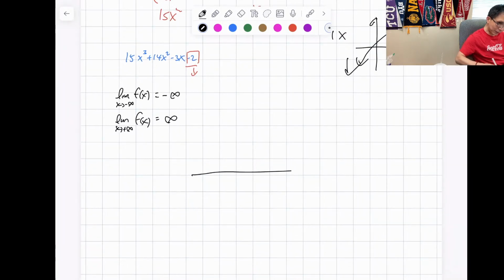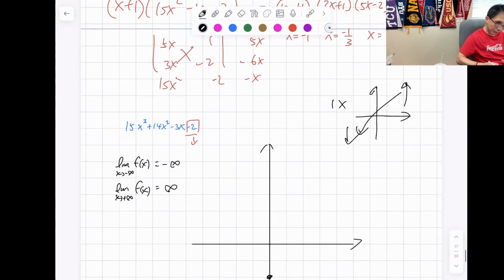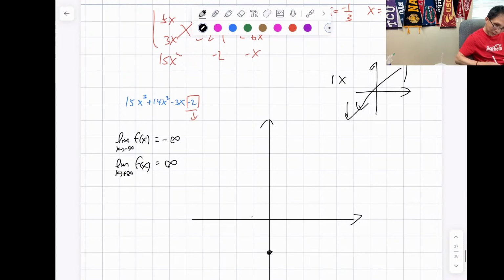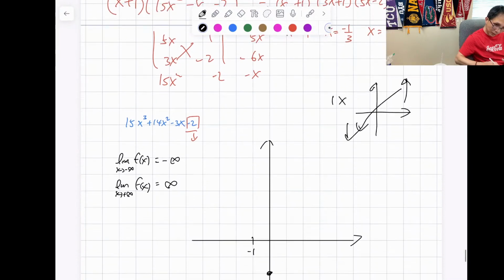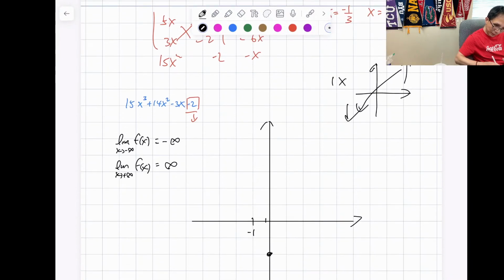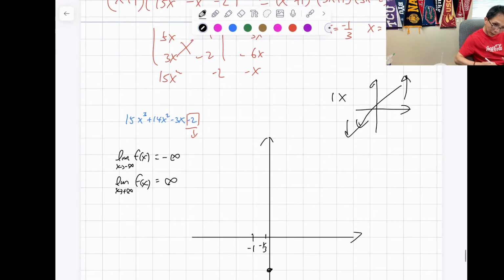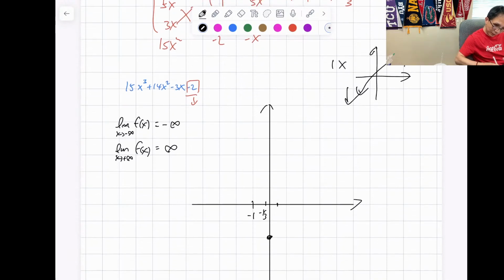What's my y-intercept? Y-intercept is -2. Good. What's my x-intercept? We already found the x-intercepts at -1, -1/3, and 2/5. So something like this.